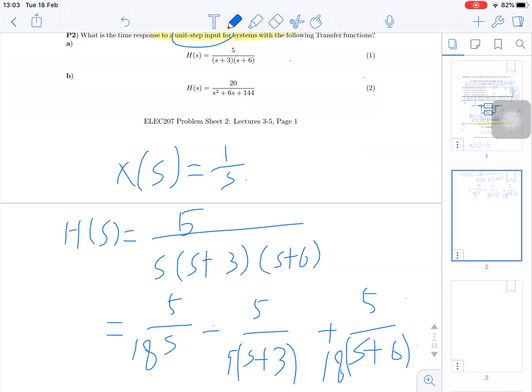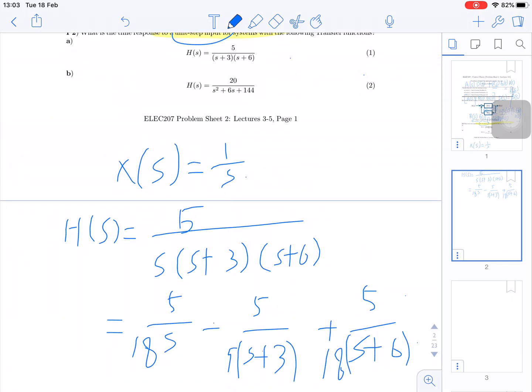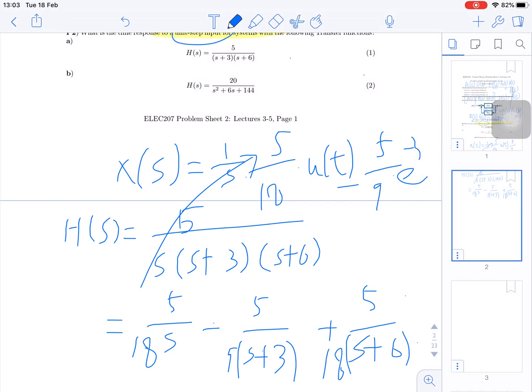After that we just need to transform it back. So this is 5 over 18 times u(t), minus 5 divided by 9 times e to the power of minus 3t, plus 5 over 18 e to the power of minus 6t, and all that together we are going to multiply by u(t) on the outside.